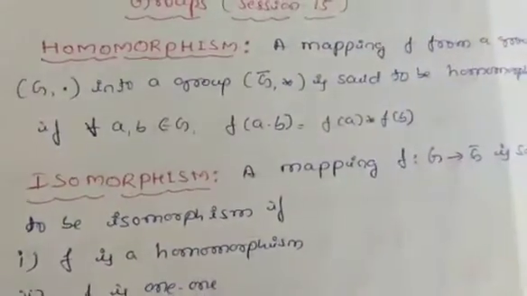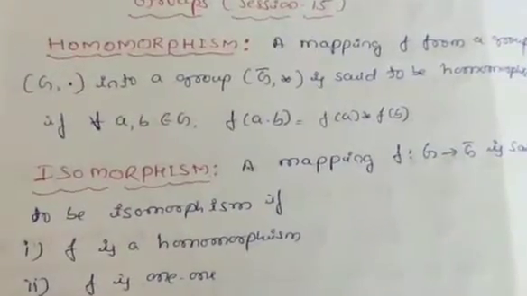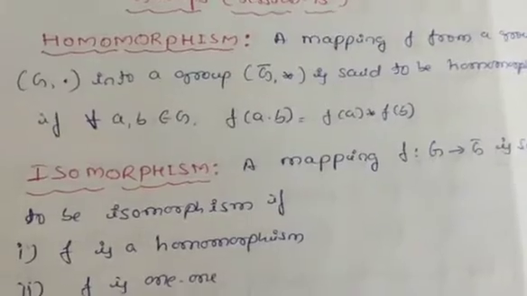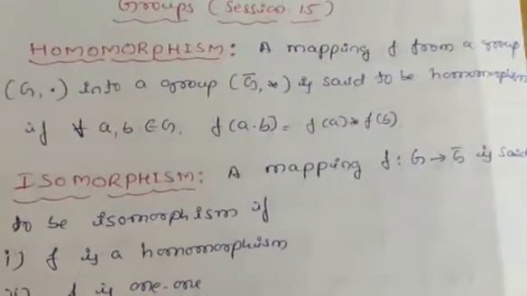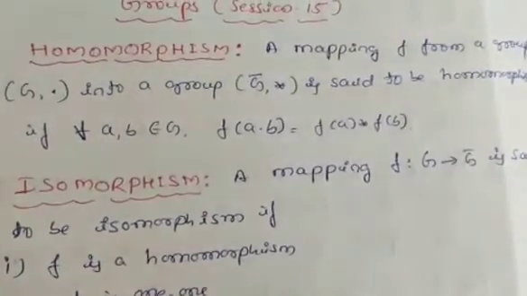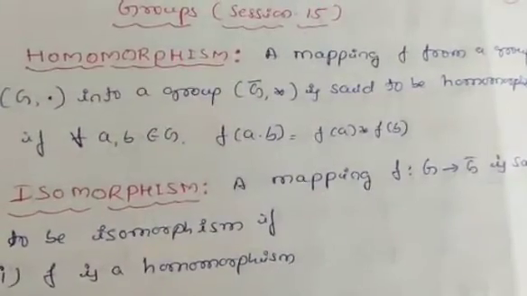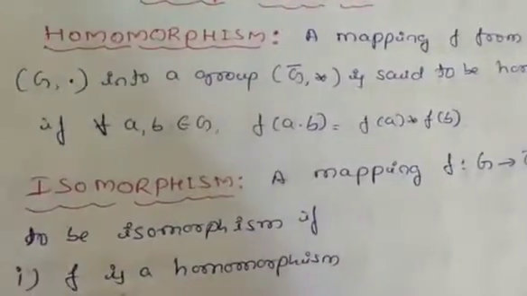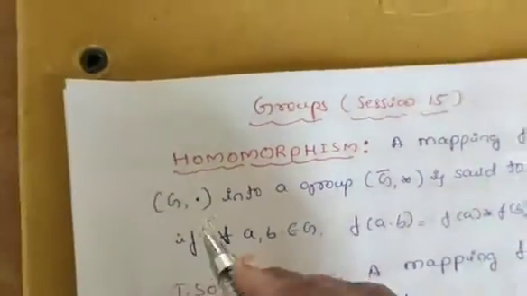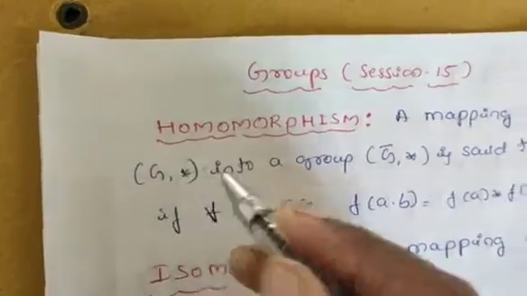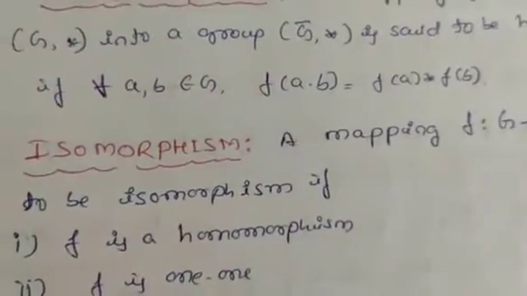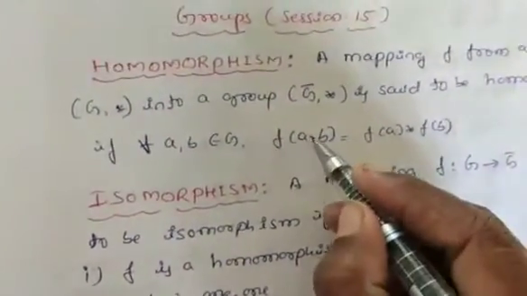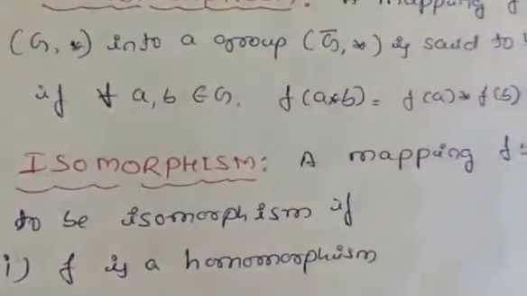A mapping F from a group G, star or dot, into a group G dash, star is said to be homomorphism if for all A, B belongs to G, f of A dot B is equals to f of A dot or star. Whatever the binary operation we use, we can take that one here. If it is a dot, then it is dot, or if it is a star, then it is a star. So f of A star B is equals to f of A star f of B.